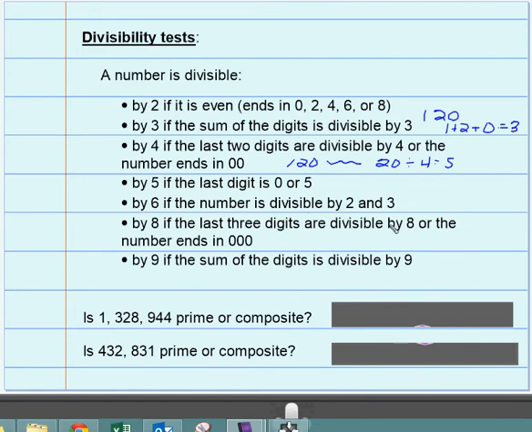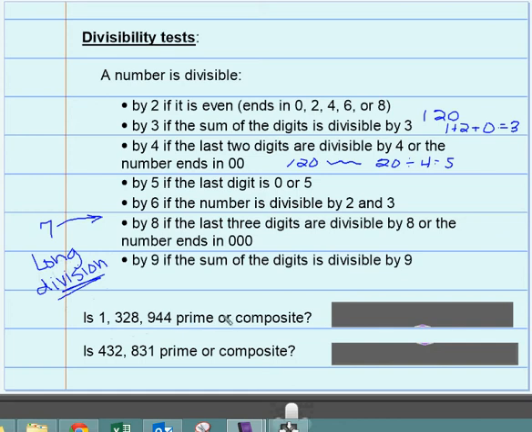Number 9 works just like number 3. You add the digits up, and then you see if that sum is divisible by 9. Now, notice there is no rule for 7. 7 is long division. You have to divide it out. There is no shortcut. Okay?